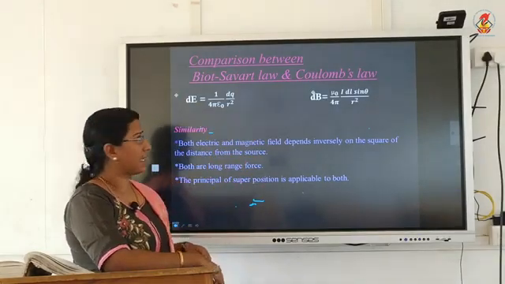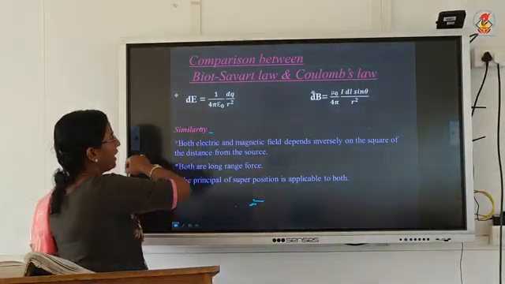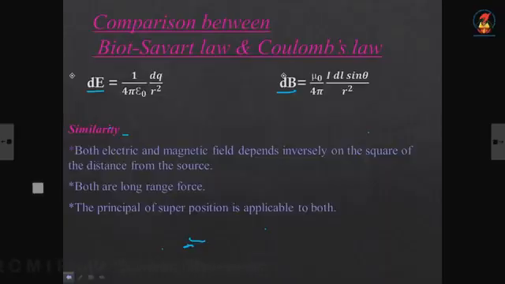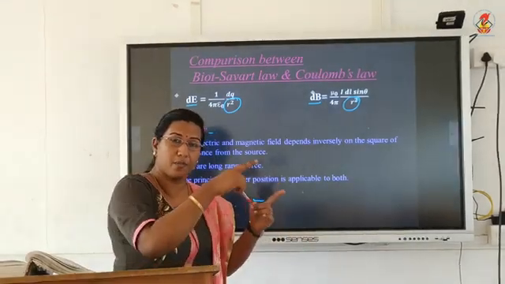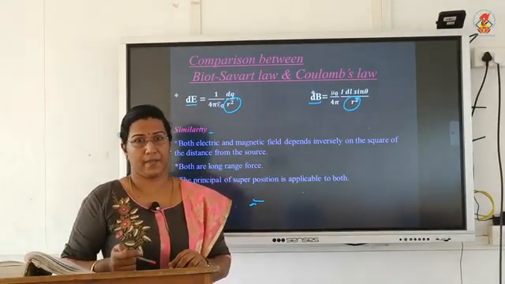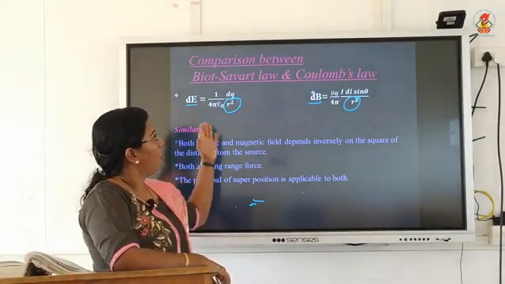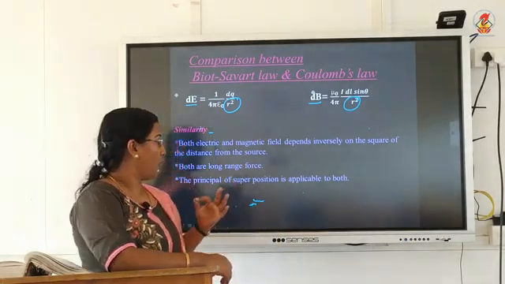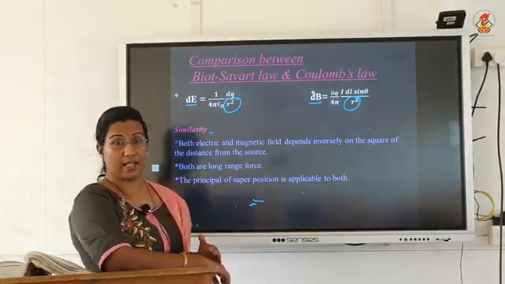First we go into similarity. See, in both the cases, the electric field and magnetic field are inversely proportional to the square of distance from the source, that is, in the case of magnetism the conductor, in electric field a point charge, from the source to the point of observation. Now second, both these fields are long range.